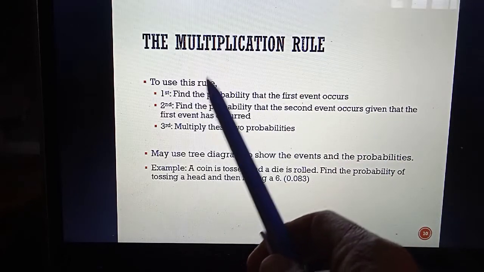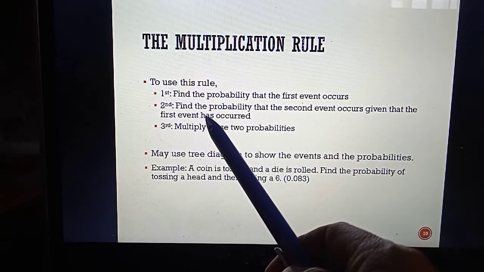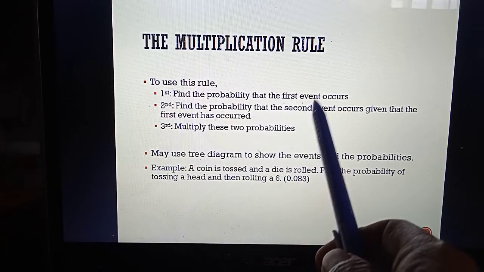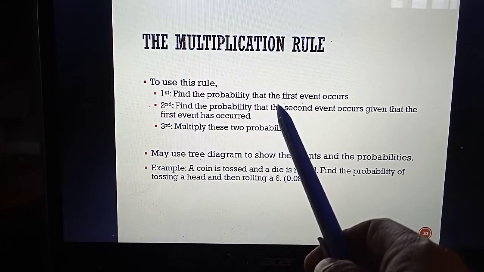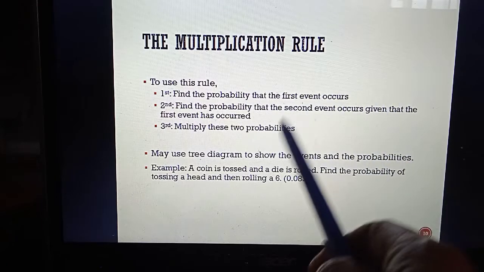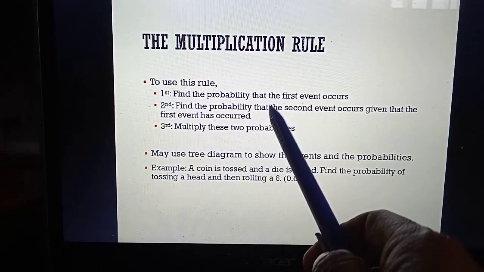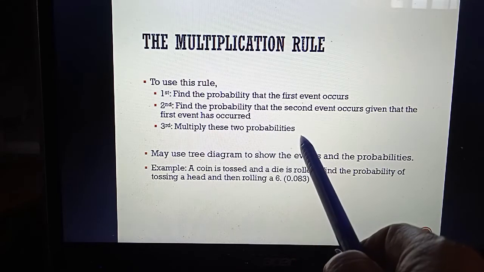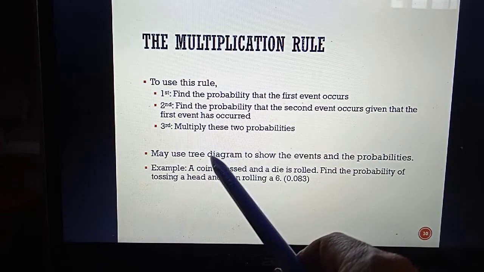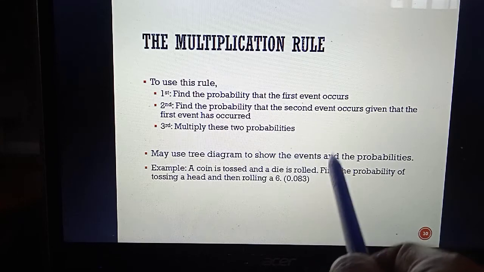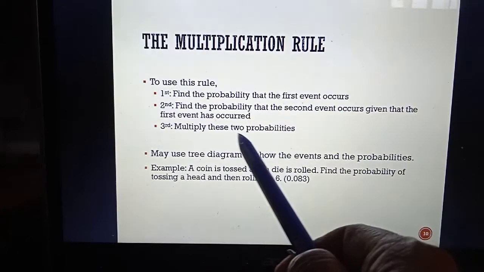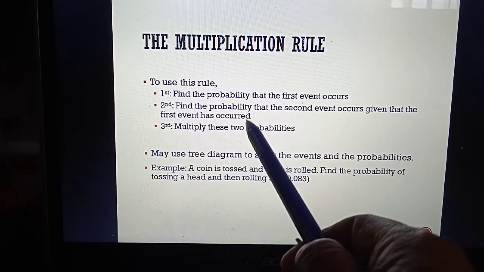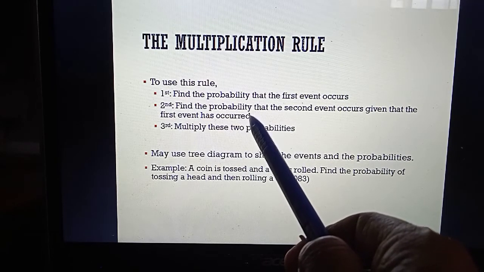Okay, to use this rule, kita ada step yang senang untuk kita follow. First, find the probability that the first event occurs. Second, find the probability that the second event occurs given that the first event has occurred. Third, multiply these two probabilities. We may use the tree diagram also to show the events and the probability. Kita boleh juga guna tree diagram untuk show the sequence of events.